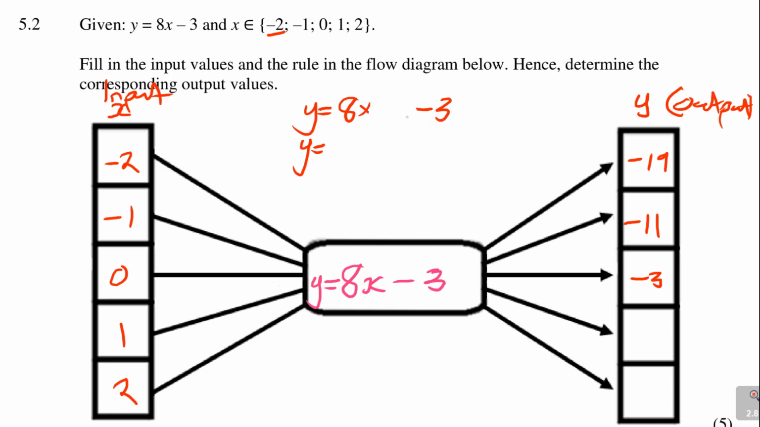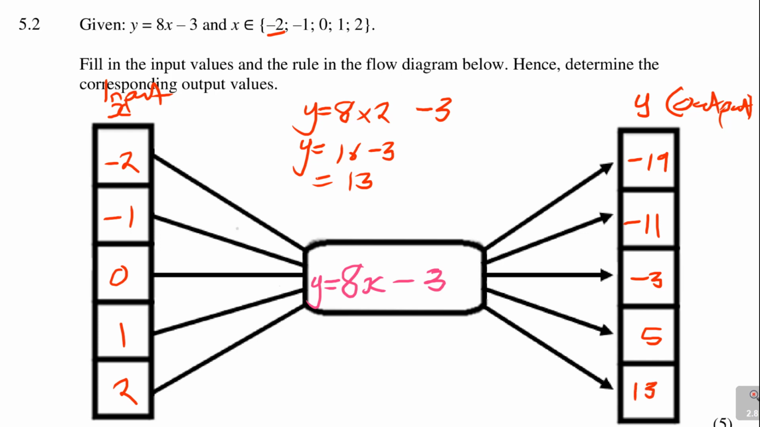Then the next one is what? 8 times 1. It's easier when it starts becoming positive, you see. So what is 8 times 1? It's 8. 8 minus 3 is what? It's 5. You put a 5 there. And then the next one is 2. So you just have to be careful when you are dealing with the negative sign. So it's 8 times 2 minus 3. What is 8 times 2? It's 16. 16 minus 3 is 13. It's positive. So there you put your 13.